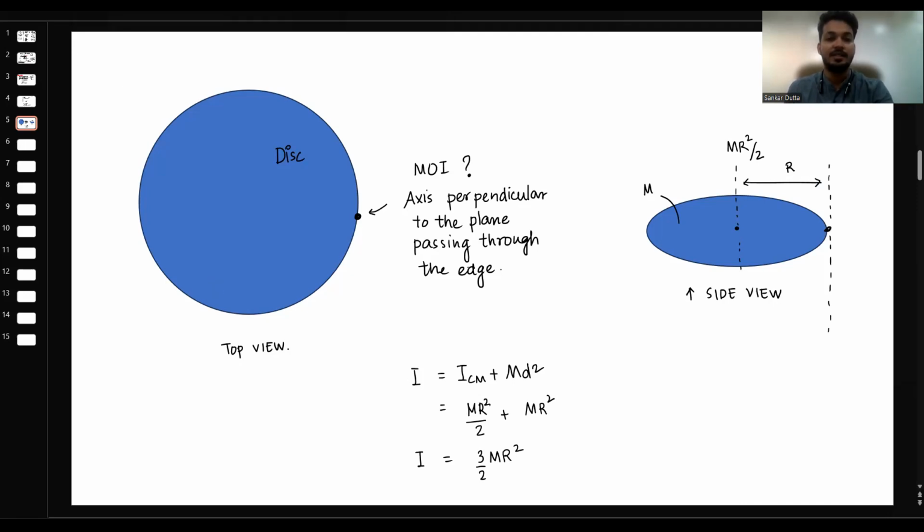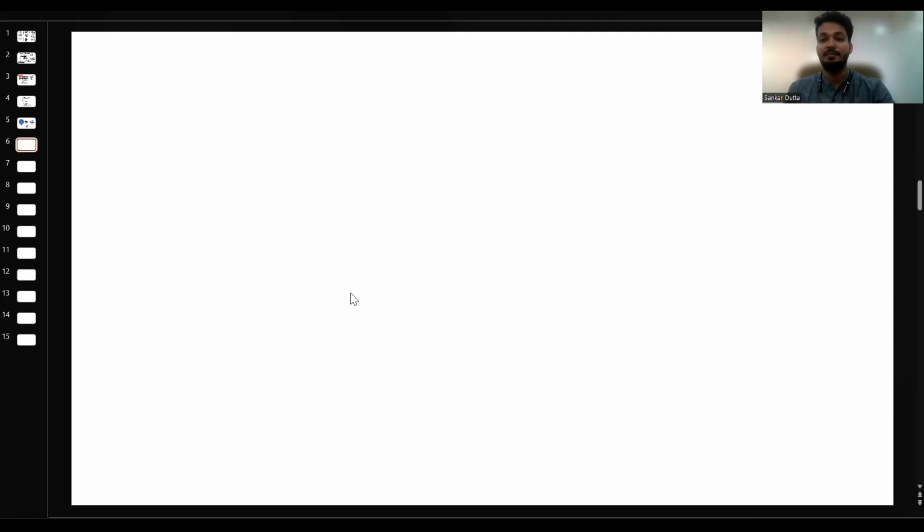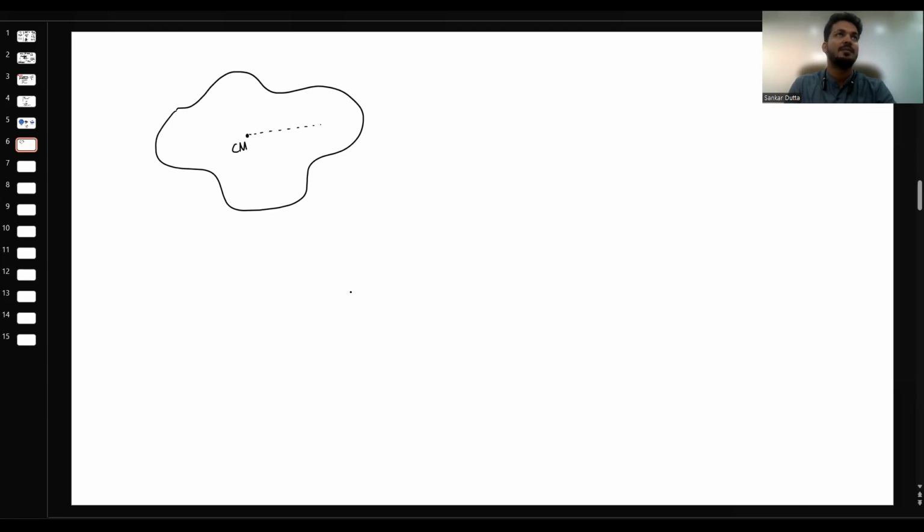Now I could ask you more questions. Let's up the difficulty a little bit. Let's say we have some random body like this, and this is where the center of mass is. I don't know the moment of inertia about the center of mass, but I know the moment of inertia about an axis which is, let's say, r distance from it. So what will be the moment of inertia of the body about an axis which is at a distance of 2r from it? Let me reframe the question.